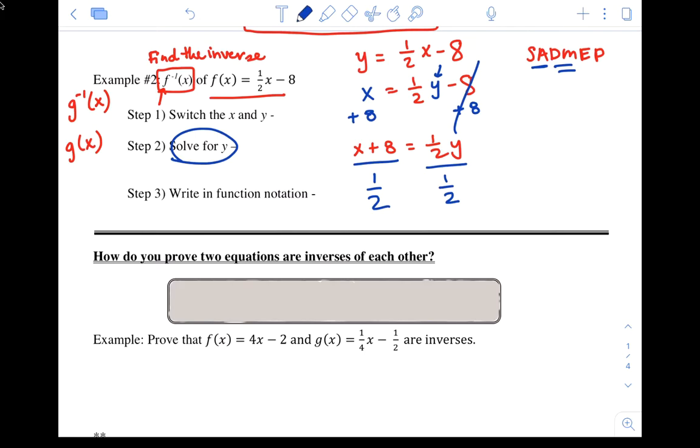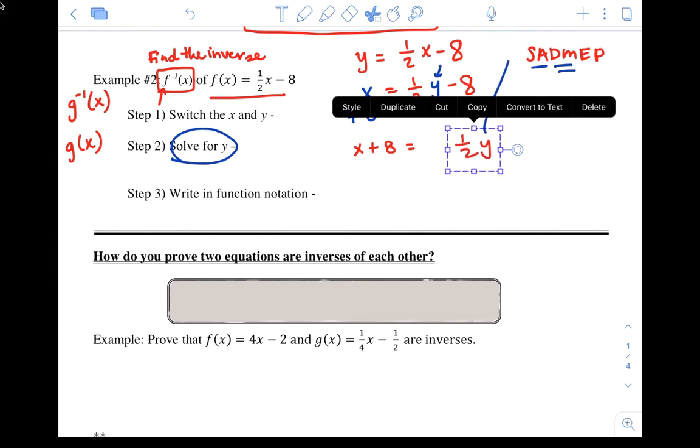So x plus 8 divided by 1/2, whoa, too much. A long time ago, you learned somewhere in your schooling that to divide by a fraction is the same thing as multiplying by its reciprocal. So if dividing by a fraction could be done differently, and by differently I mean multiplying by its reciprocal, instead of dividing by 1/2, why don't we multiply by 2? Now, if that confuses you, let me say it in a different way. If I take this 1/2 y, I'm going to move it and give it some space.